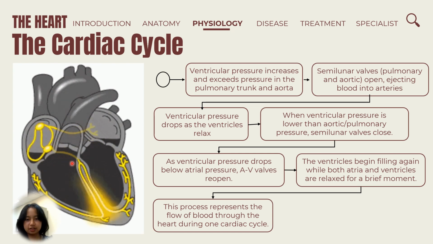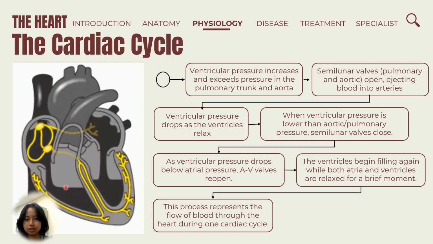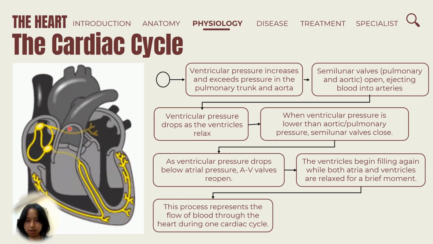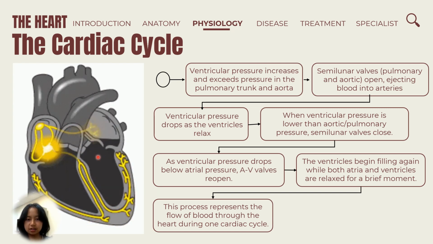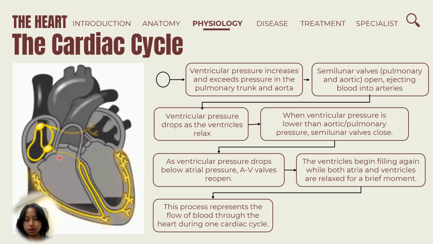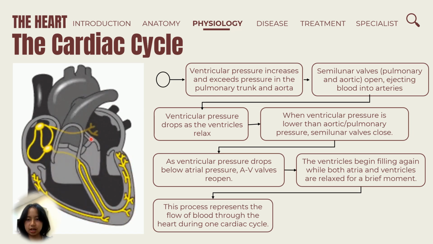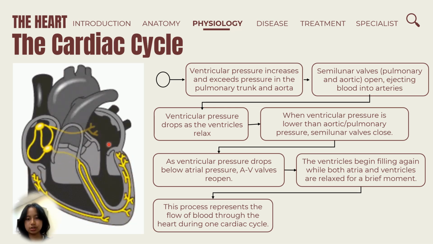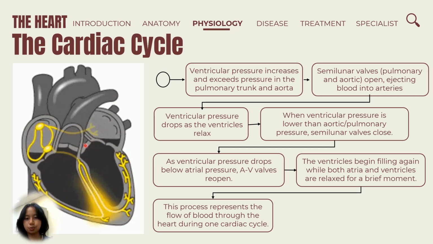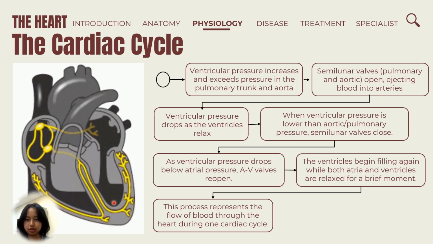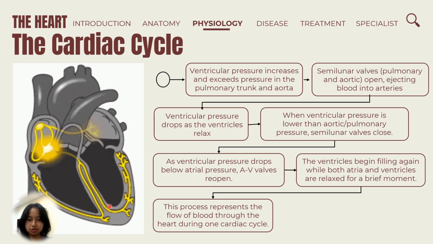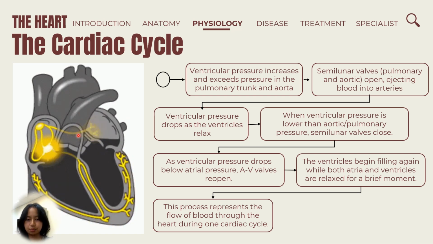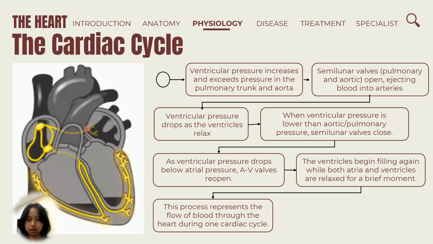And after that, the ventricular pressure will increase and exceed the pressure in the pulmonary trunk and the aorta. So the semilunar valves, which are the pulmonary and the aortic valves, will open and eject the blood into these arteries. The ventricular pressure will then drop as the ventricles relax. When the ventricular pressure is lower than the aortic or pulmonary pressure, the semilunar valves close.